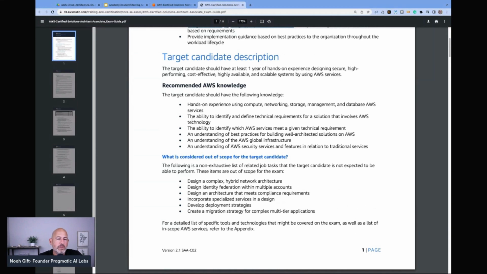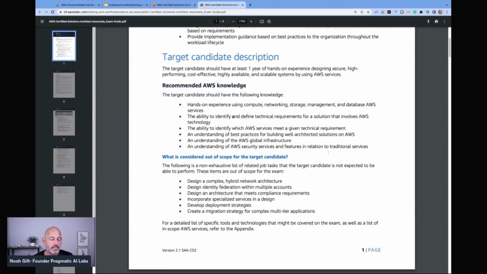So really you need to do some hands-on work. Fortunately, you can do this with the AWS free tier. Also, the ability to identify and define technical requirements for a solution that involves AWS technology. Also, the ability to identify which AWS services meet a given technical requirement. And then an understanding of best practices for building well-architected solutions on AWS, an understanding of the AWS global infrastructure, and an understanding of the AWS security services and features in relation to traditional services. If you have listened to this live stream and podcast, we've definitely covered those things.